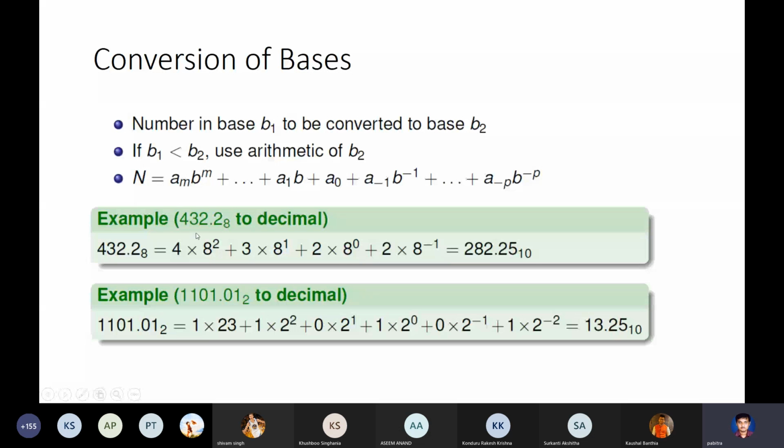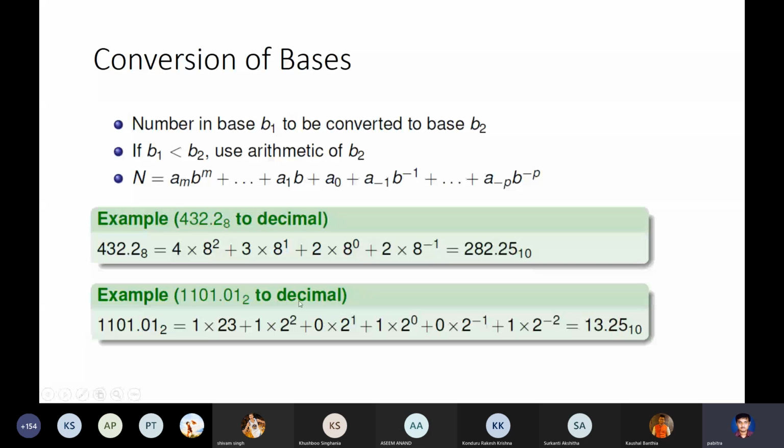So let's take an example. Suppose I have a base 8 number, 432.2 in base 8. I want to convert it to decimal. So what I'll do, I will just use the decimal arithmetic. How will I use the decimal arithmetic? I'll just expand this number. I'll use the radix representation, which is 4 into 8 square plus 3 into 8 to the power 1 plus 2 into 8 to the power 0 plus 2 into 8 to the power minus 1. Okay, so just use decimal arithmetic, and this is the decimal equivalent, 282.25.